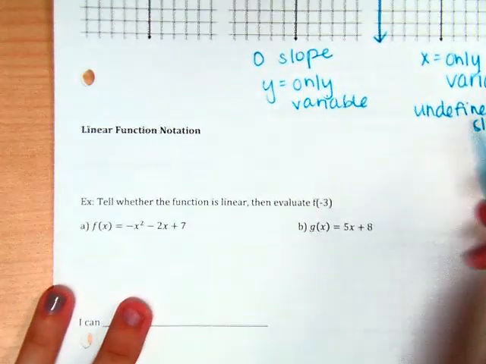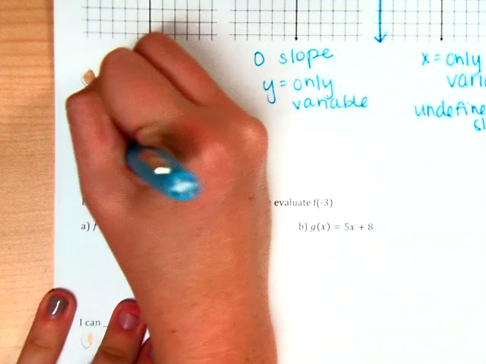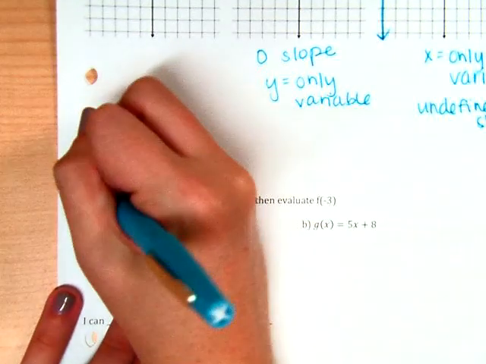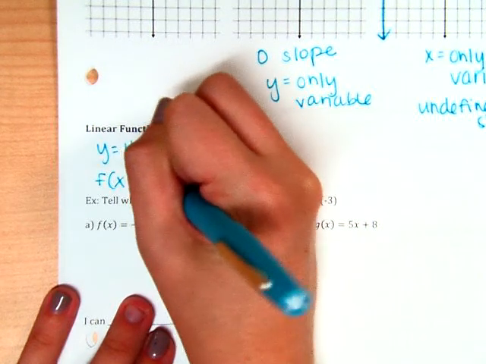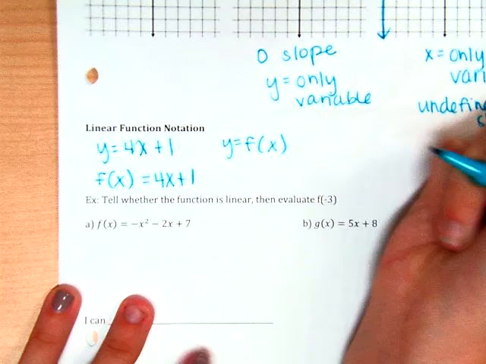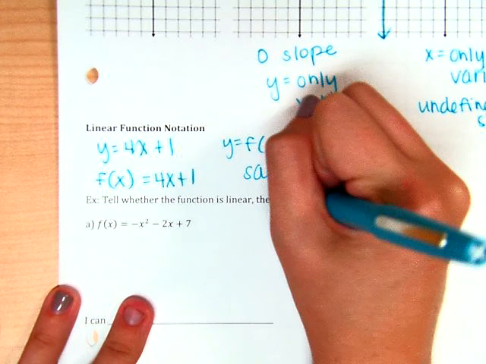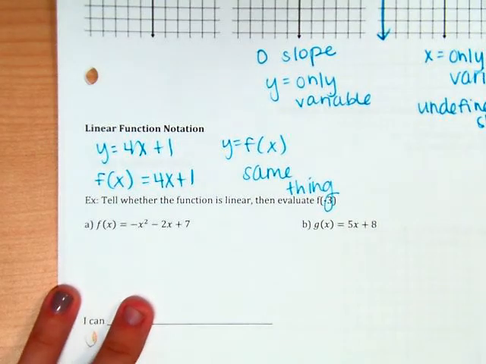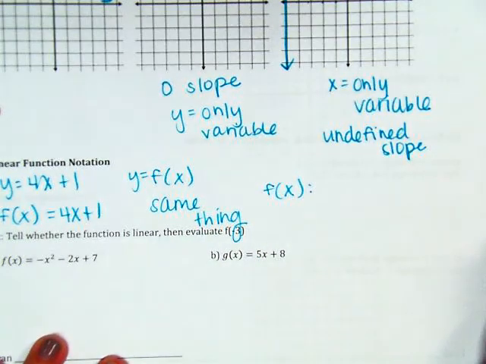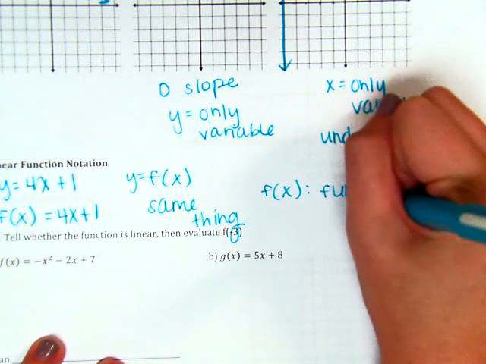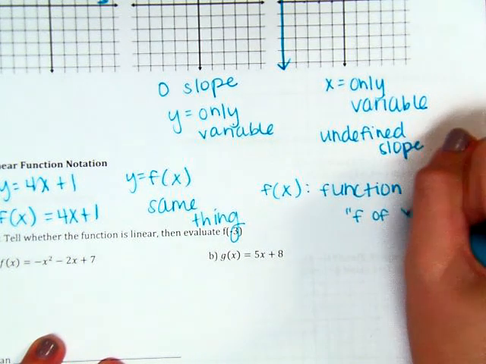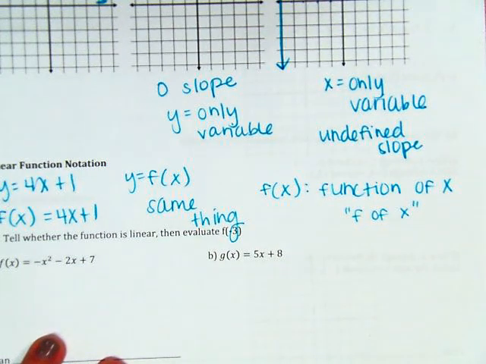Linear function notation. So normally we use y equals, let's say 4x plus 1. To get a little fancier, we're going to call it f of x. That means function. It's the same thing as y. So y and f of x are the same thing. They just get a little fancier. This is how we read it: f parentheses x, it's called function of x. We call it f of x. Just means they're related to each other.